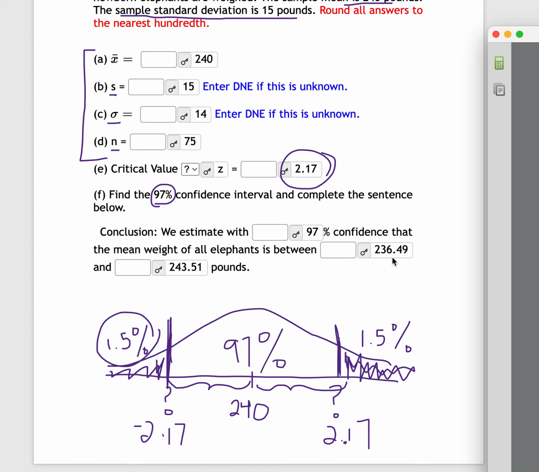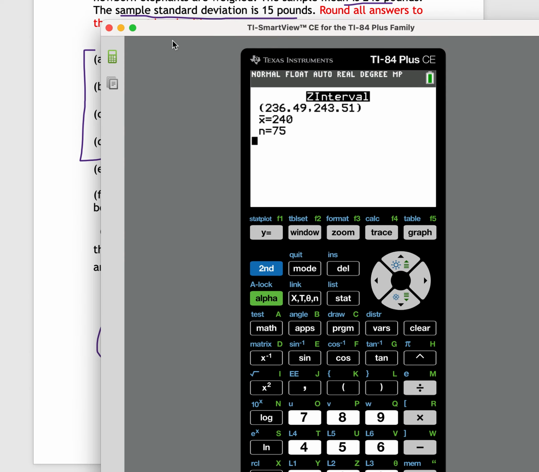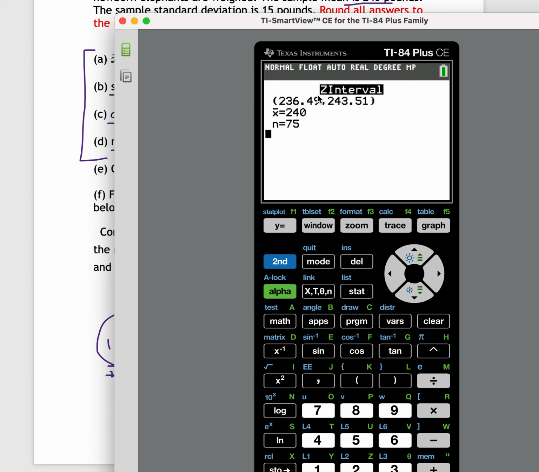So we put in our lower bound, 236.49, and our upper bound was 243.51, and that goes here. So when we read this and look at our final conclusion, we would say we estimate with 97% confidence that the mean weight of all elephants is between, and then you put your lower and your upper bounds. And you get that from your calculator. Remember, this is going to be your lower number on the left, and this is going to be your higher number on the right.